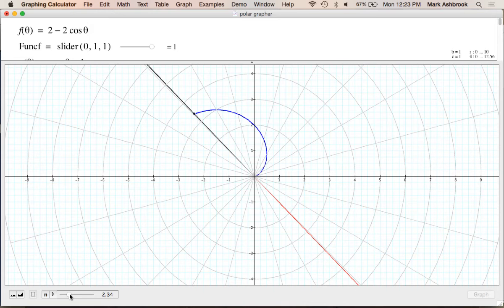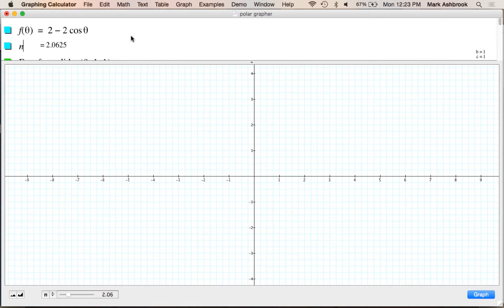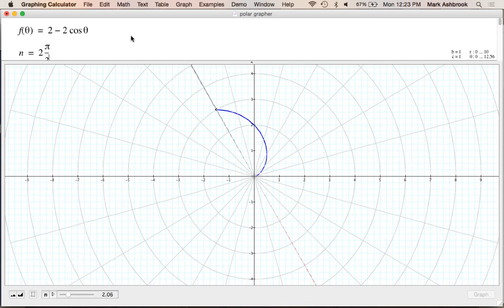Nope, that's not the right place. Back here. There we go. So there is precisely 2 pi over 3. And this is the point we wanted, right? We said we wanted the maximum value of the curve. This was the point we wanted all along, and it ends up being at 2 pi over 3.